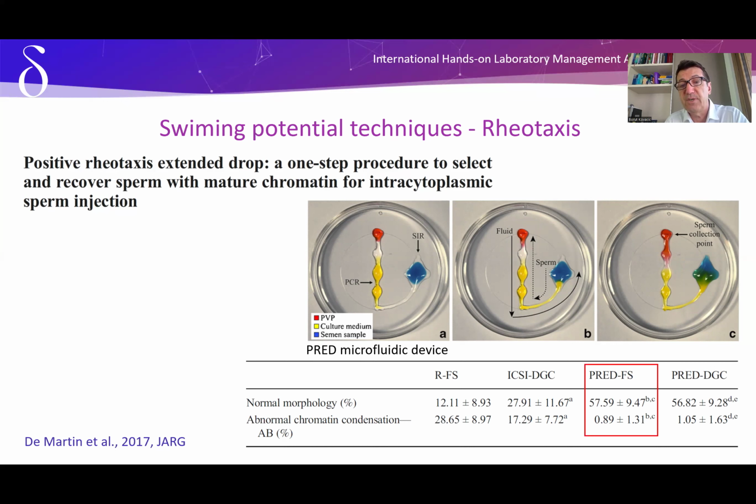And if we follow what is happening with the fluid, there is a very tiny fluid flow from the more viscous to the less viscous medium, and the sperm show a tendency to swim from the native semen sample toward PVP. The clinical results using sperm selected this way show significantly increased sperm morphology and a lower number of abnormal chromatin condensation.